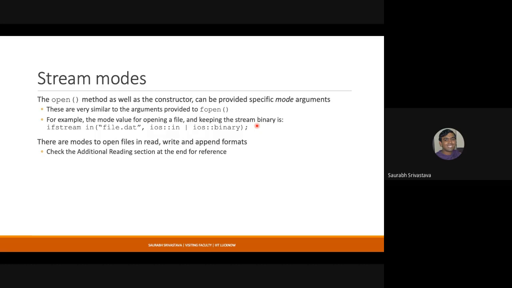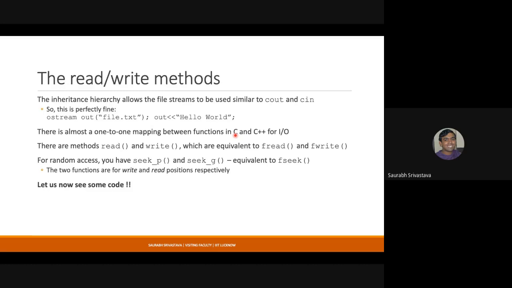You open a stream, you will have to provide the mode for it. And by the way, this binary thing is only required when you want to open the file in the binary mode. If you do not provide any mode, then it is considered to be text mode. For binary, you have to make it explicit. And then again, in the read write part, there are similar ways to do this.